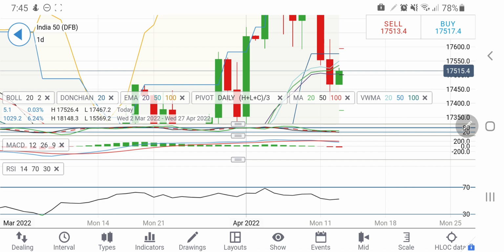One can go long above 17,550 levels, and then you can expect it to rise. Don't trade between 17,550 and 17,450 levels. Take your positions accordingly. Now let's have a look at US 30.